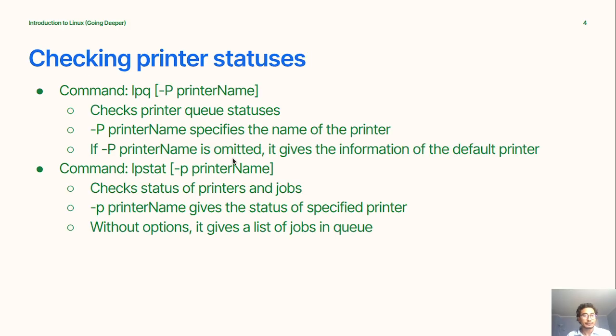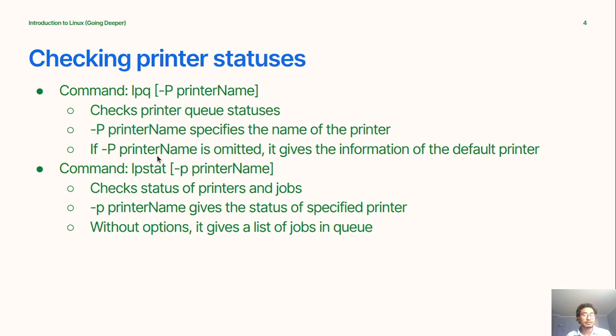Okay, so we may also want to check our printer status. For that we have the lpq command with some options. It checks the printer queue status. So -p and then the printer name specifies the name of the printer, and obviously if the -p is omitted, it gives the information of the default printer.